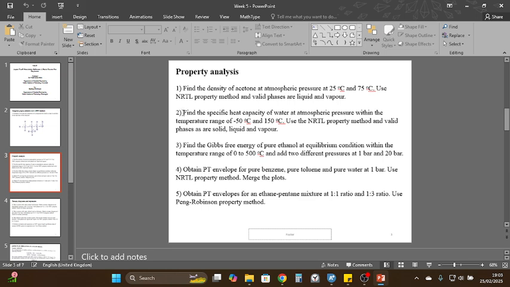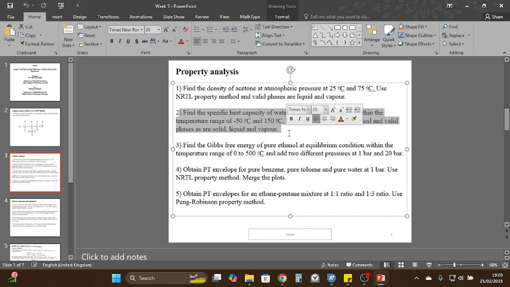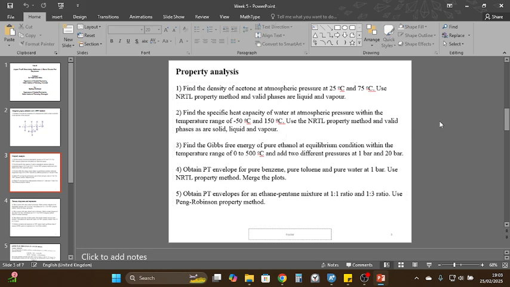So try to do this problem where you have to find the specific heat capacity of water for the three phases, solid, liquid, and vapor phase. And this is the temperature range which is given to us. This is also a straightforward problem, but the inference of this problem will be a bit different.